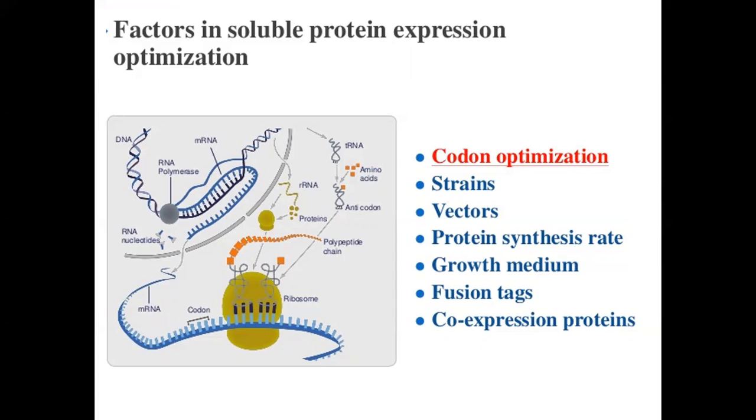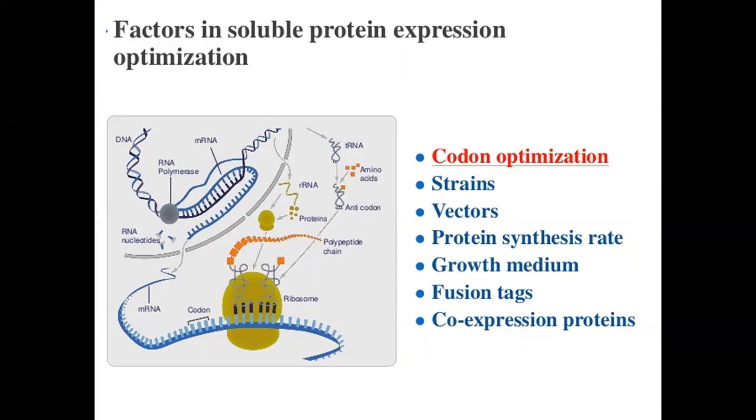The growth medium also plays an important role in protein proper folding and protein stability. For example, addition of buffer in growth medium can control the pH fluctuation in the growth medium, especially when we grow the bacteria in big fermenters. We need to control the pH, and we use different buffers.